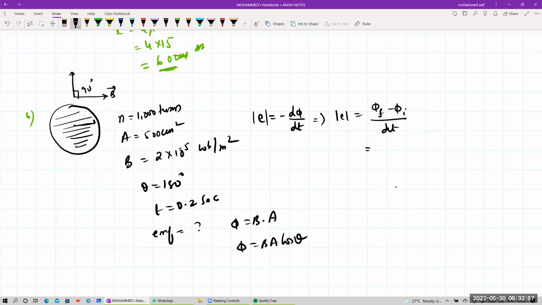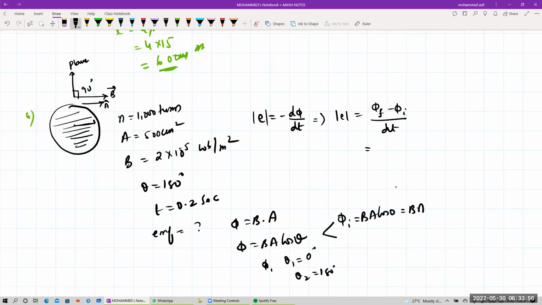What angle is between them? The plane is being kept right now. This is the plane. So the area will be in the direction of the magnetic field. What will the initial flux be then? Theta 1 is equal to 0 degrees, theta 2 is equal to 180 degrees. So the initial flux will be equal to BA into cos of 0 degrees.